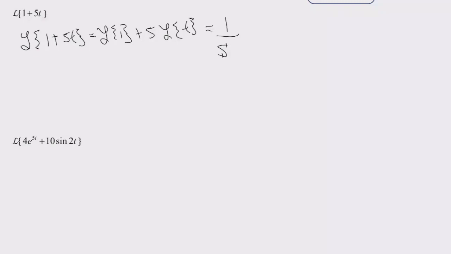T, so let me just remind us of what that one is. So if we look back at our chart, we're looking for that one that has an exponent on it. So that's the Laplace of t to the n. So n in this case would be 1. So that would be 1 factorial over s to the 1 plus 1, which is 1 over s squared. So that 5 times the Laplace transform of t would be 5 times 1 over s squared.